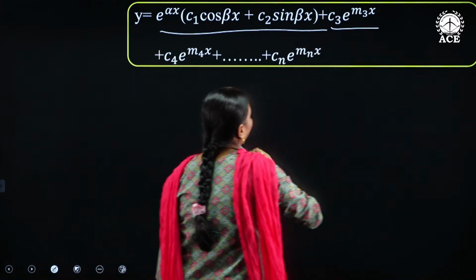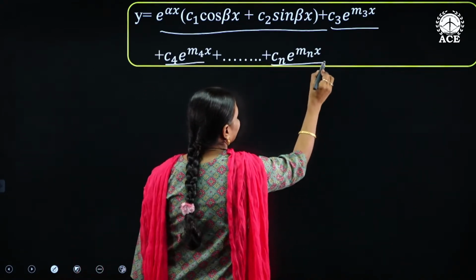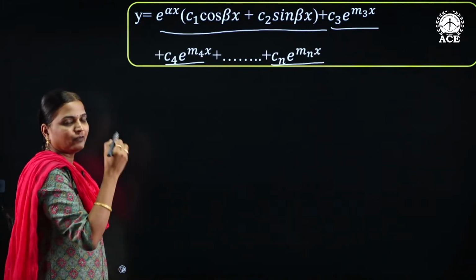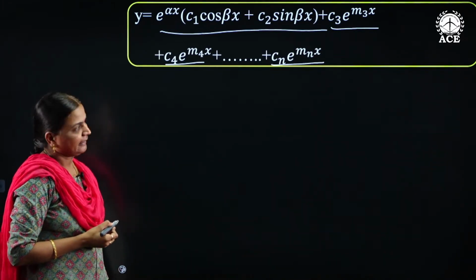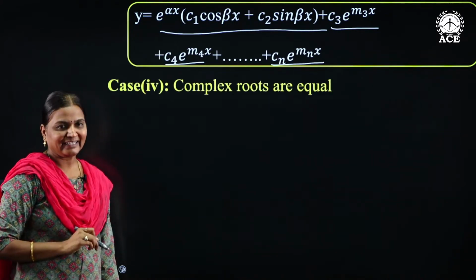C3 into e power m3x, C4 into e power m4x, and so on, plus Cn into e power mnx. This is the formula for when the roots are complex and distinct. Similarly, when the roots are complex and equal.